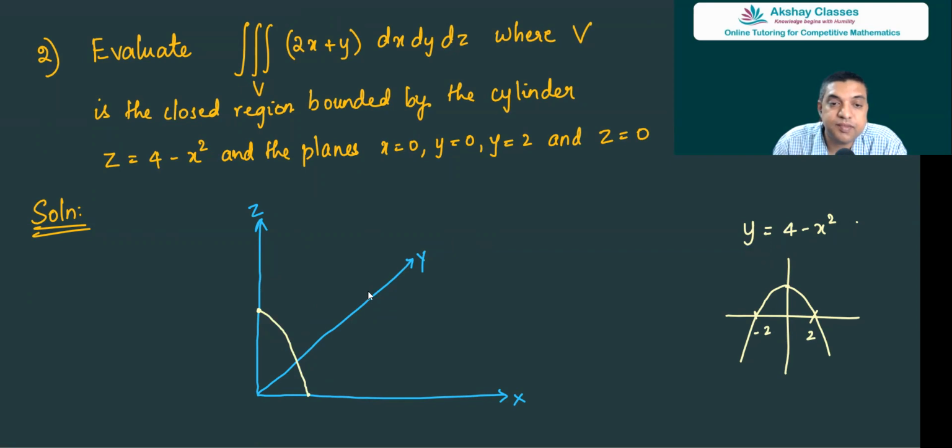Now, this is bounded by the plane x equal to 0. X equal to 0 is the yz plane. So this particular plane is bounded, and that's why I've drawn only up to here. So x equal to 0, y equal to 0 means here, and y equal to 2 at this plane.